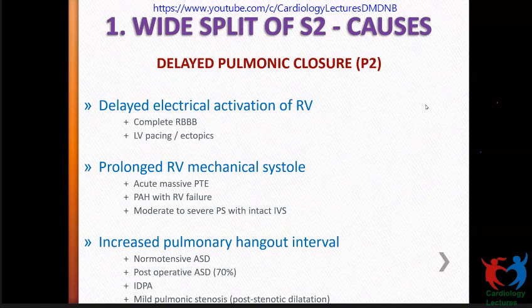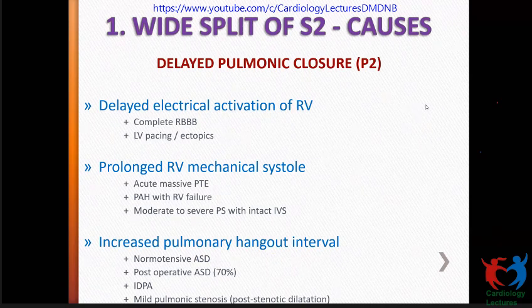Now, how do we remember these causes? Second, how do we distinguish between these causes? So there's one point which you should remember. The delay could be because of electrical reasons, like RV pacing, which produces LBBB, RV ectopic, right-sided pathway. These are electrical causes for delay. Same way, when you have anything like RBBB, LV pacing, LV ectopic, left-sided pathway. The moment the delay is because of purely electrical causes, which could be ectopic, which could be pacing, which could be the WPW pathway, the pre-excitation pathway.